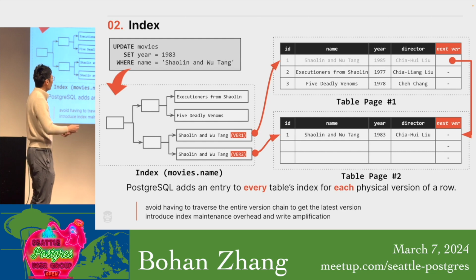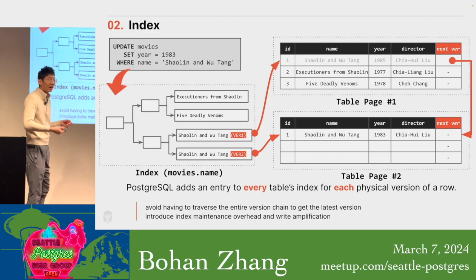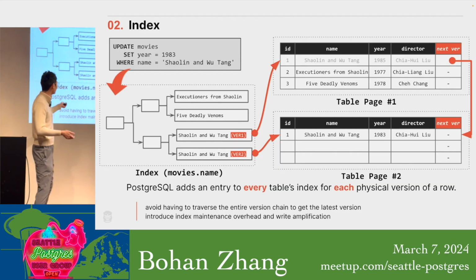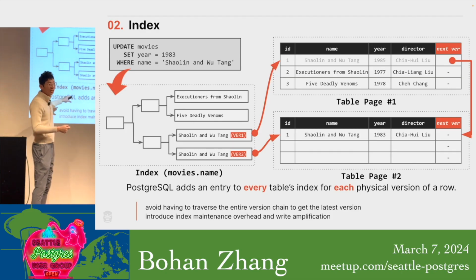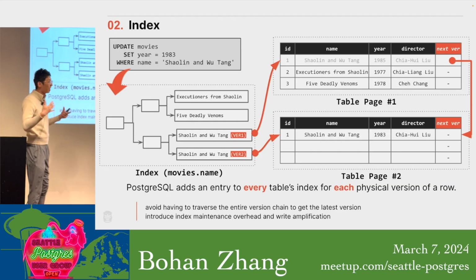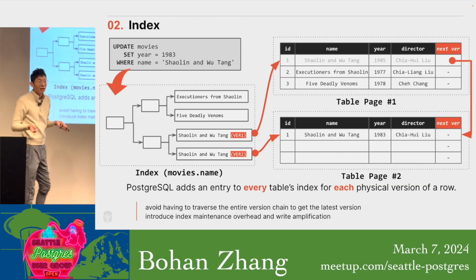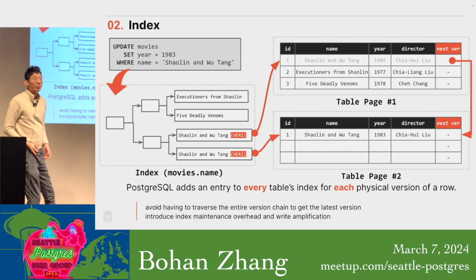So actually, for each physical version of a row, Postgres needs to add an entry to all the table's indexes, which means, in this example, there is an index on the movie name. So when you update a row in this table, you add an entry in this index. But if you have multiple indexes, like 5 or 10 indexes, you need to add an entry for all of the indexes. So this introduces additional overhead.